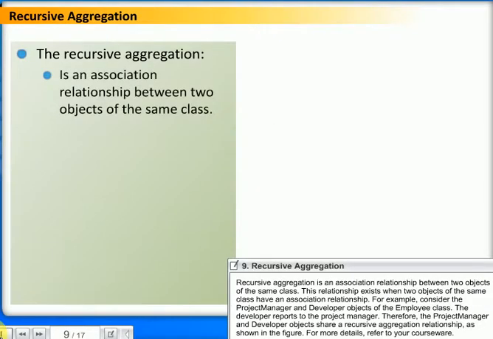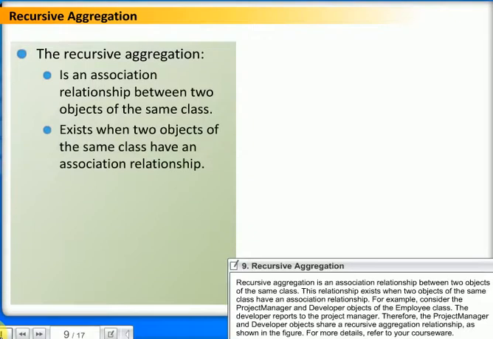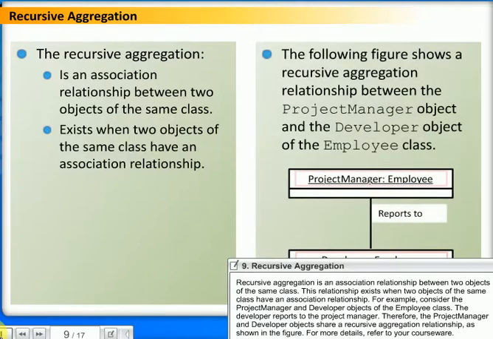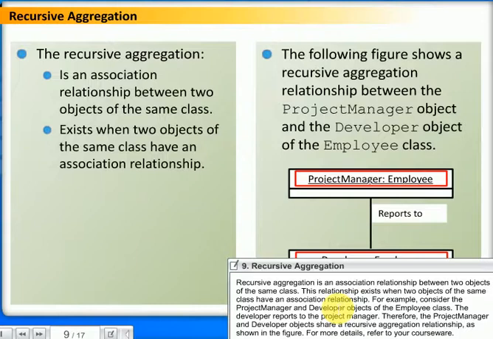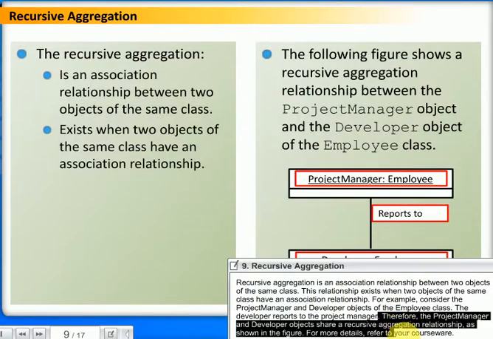Recursive aggregation is an association relationship between two objects of the same class. This relationship exists when two objects of the same class have an association relationship. For example, consider the project manager and developer objects of the employee class. The developer reports to the project manager. Therefore, the project manager and developer objects share a recursive aggregation relationship, as shown in the figure. For more details, refer to your courseware.